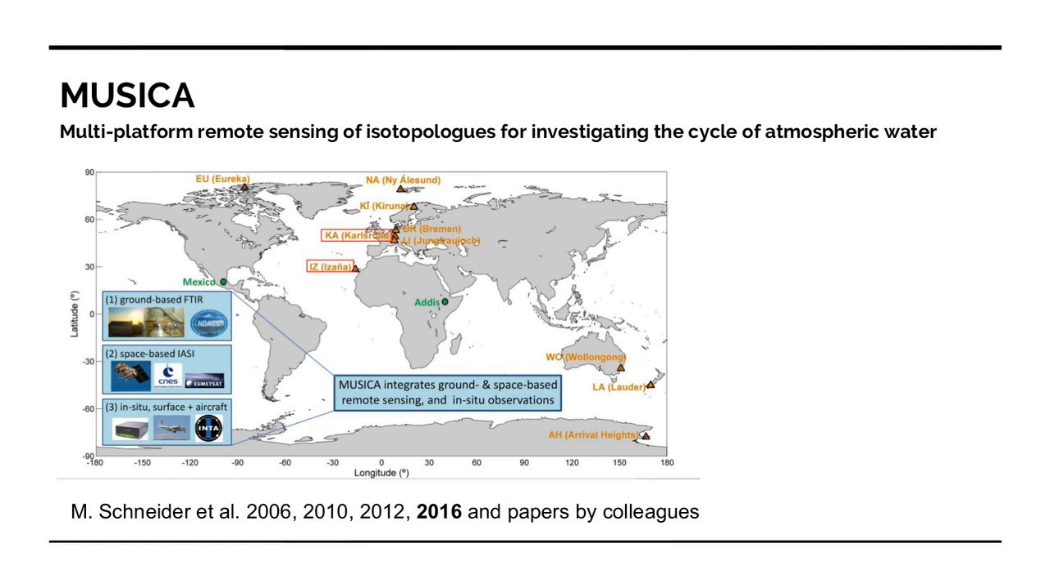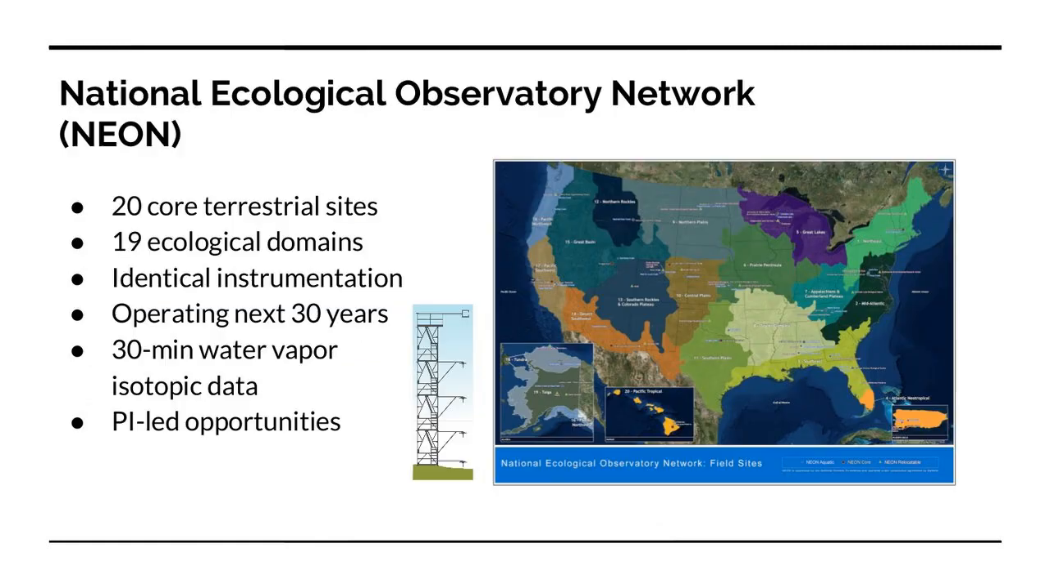Moving on from networks that already exist to networks that are up and coming or in development. One of the ones in my mind for water vapor isotopes is the National Ecological Observatory Network, or NEON. NEON holds a lot of promise. It's going to cover 19 different ecological domains, painted different colors in the map on the right. Many of these core terrestrial sites are going to have tower-like systems, illustrated by the little schematic to the left of the map.